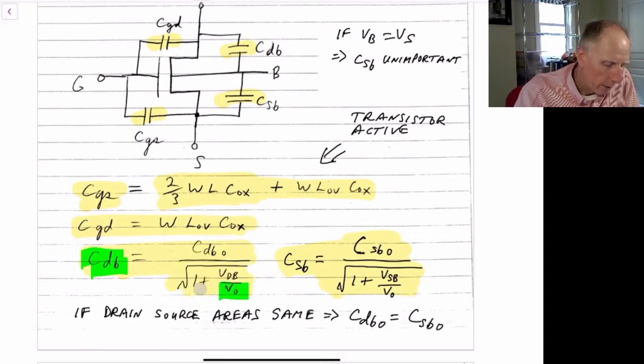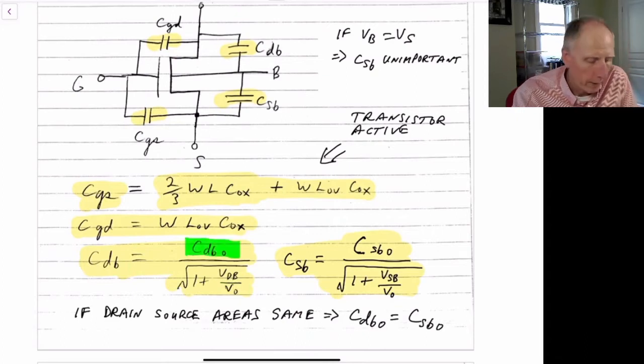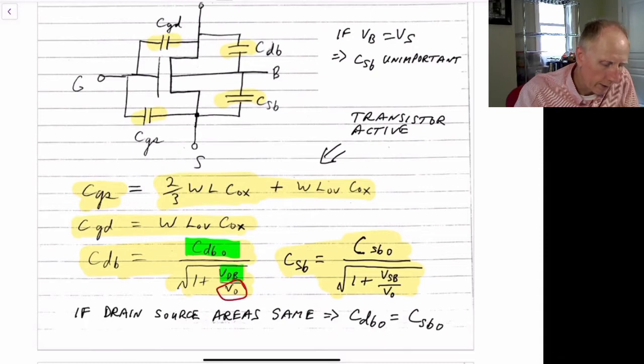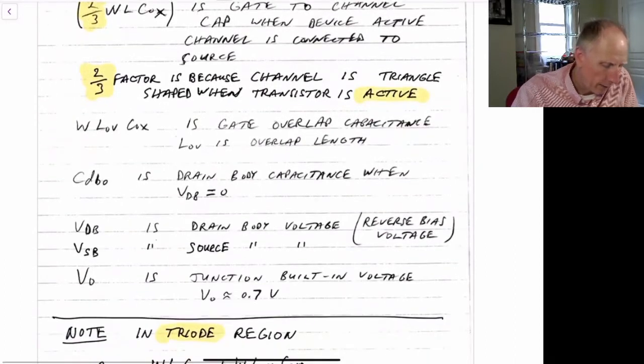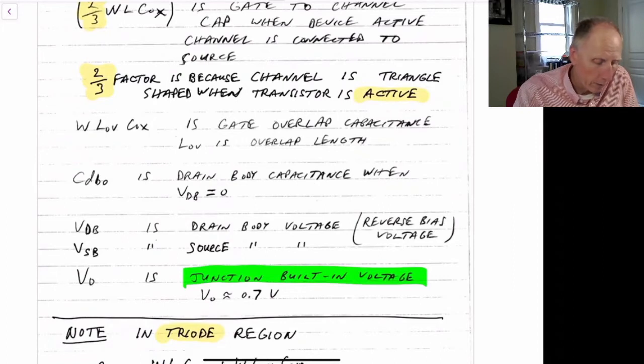So the numerator, in this case, C sub D0, is the capacitance from the drain to the bulk when the reverse bias voltage is equal to 0. In that case, VDB would equal 0, so this bottom term would go to 1. But if it's not 0, then VDB gets divided by this term here, which is V naught, where V naught is given by the junction built-in voltage of that diode, which is typically around 0.7 volts.